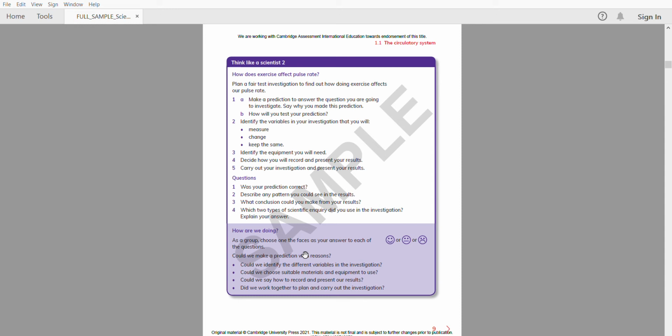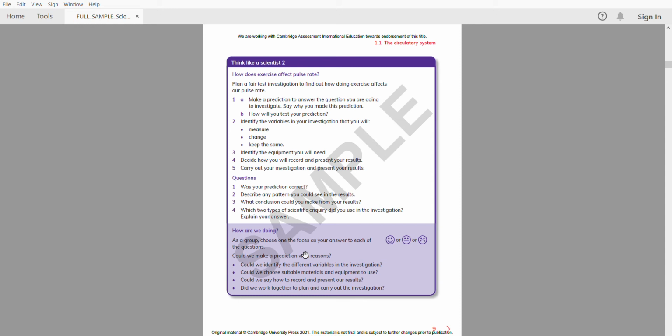Decide how you will record and present your results. In order to see the trend or the pattern of our pulse rate, whether the exercises affect our pulse rate or not, we need to tabulate our data in charts, which we've done in a spreadsheet.